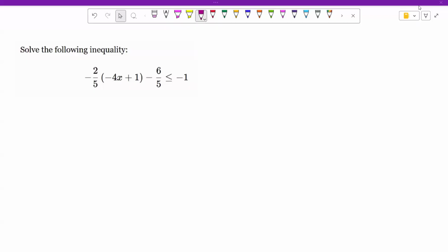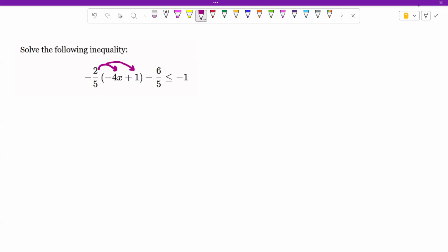Solve the following inequality. What is the first thing we will do? Distribution. Very good. We are going to distribute. What do we get after distribution? We'll have to distribute 2 over 5, right? Yeah, this whole thing.